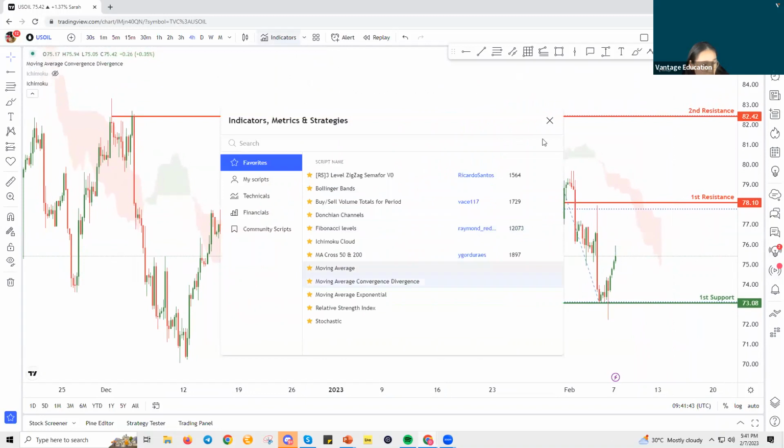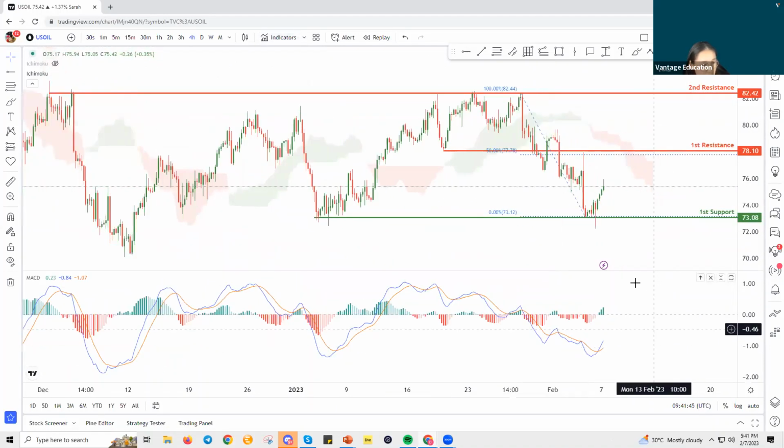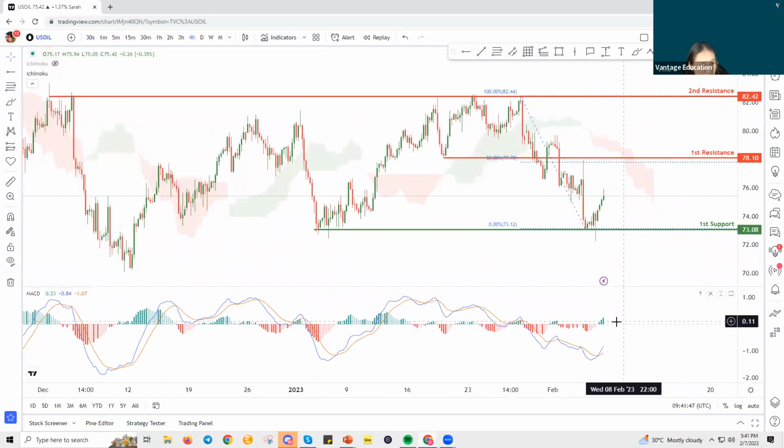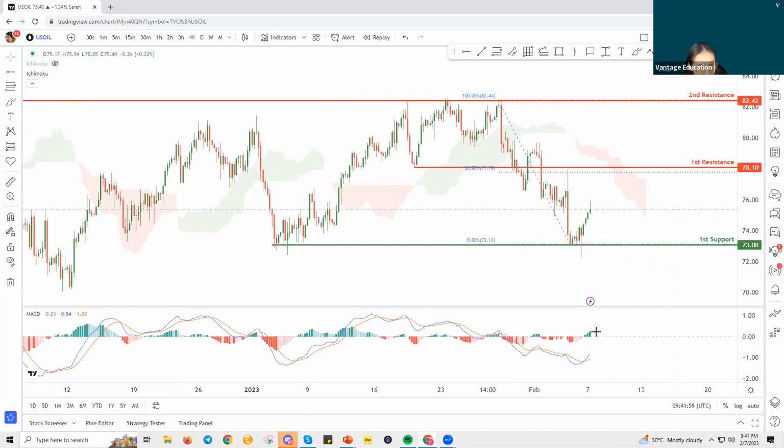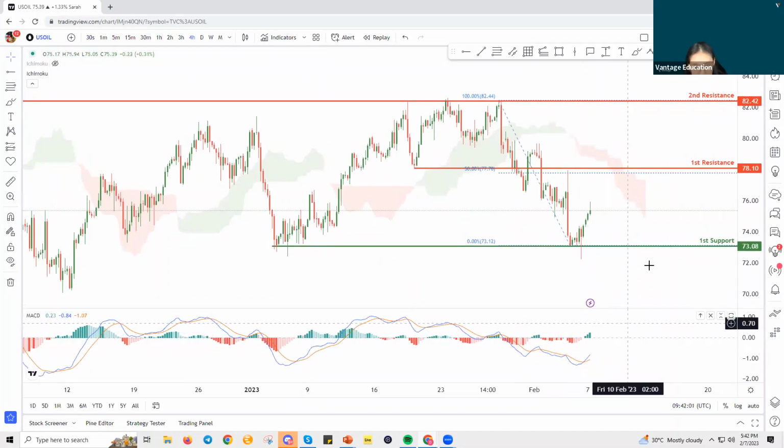Next, I like to pull out MACD. Okay, here we have a little bit of a conflict. So we can see MACD has a little bit of a green area. So it does not support our bearish bias. It's giving us a bullish signal.